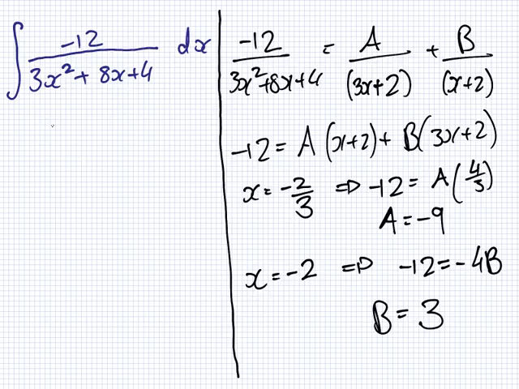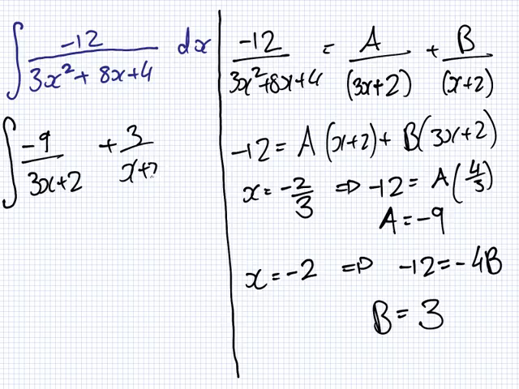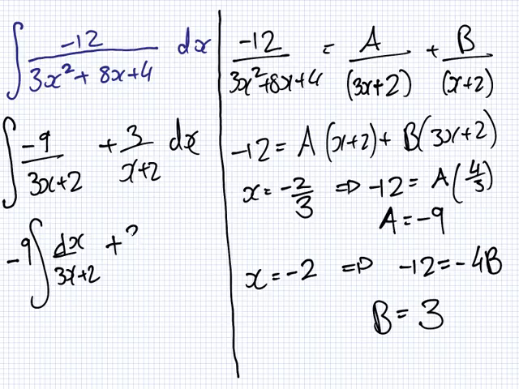So now this problem can be changed into this problem: integral of minus 9 over 3x plus 2 plus 3 over x plus 2 dx, which can be changed into these two problems. Minus 9 integrate 1 over 3x plus 2 dx plus 3 integrate 1 over x plus 2. Now that's really good because these are both in your formula book.